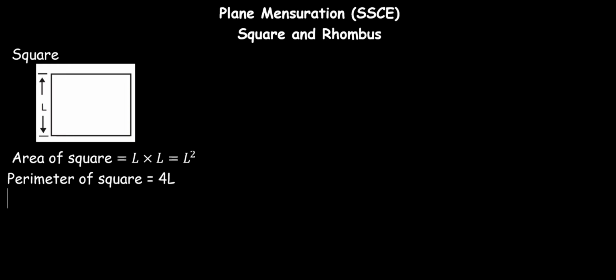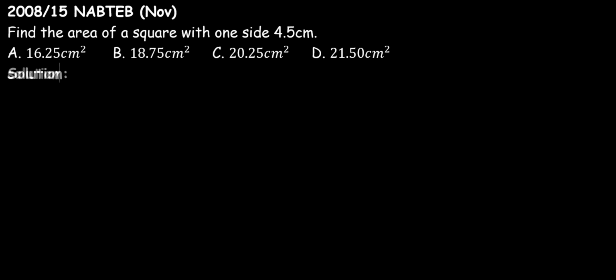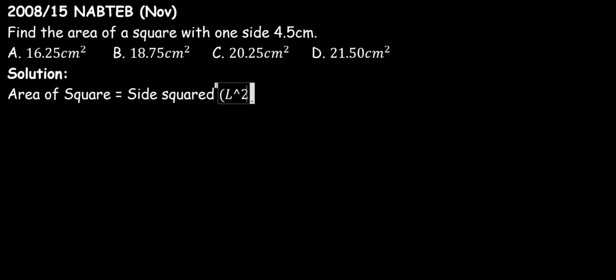Next, we take some examples. 2008 November. Find the area of a square with one side 4.5 cm. The options are given. Solution. Area of a square is equal to L squared, which is the side squared. In this case, we are given the side to be 4.5, and that is 4.5 squared. The result is 20.25 cm squared.